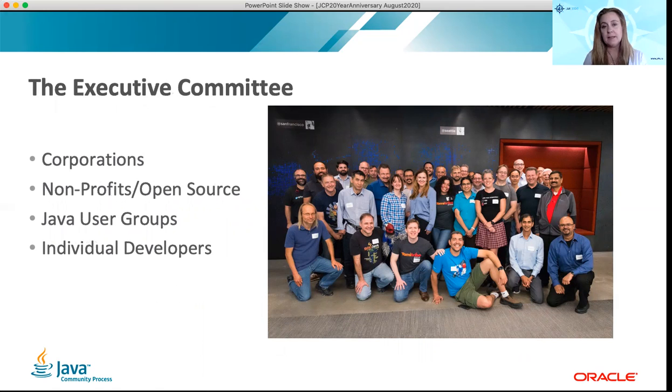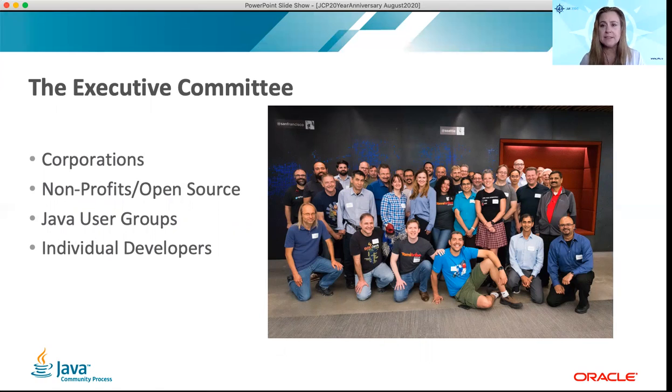The members elect the executive committee. We have currently 20 members on the executive committee. I'm showing you a picture of the last time that we met face-to-face, which was in October of 2019. So here's a picture from our face-to-face meeting that was held at the Twitter headquarters. Twitter is one of our EC members.